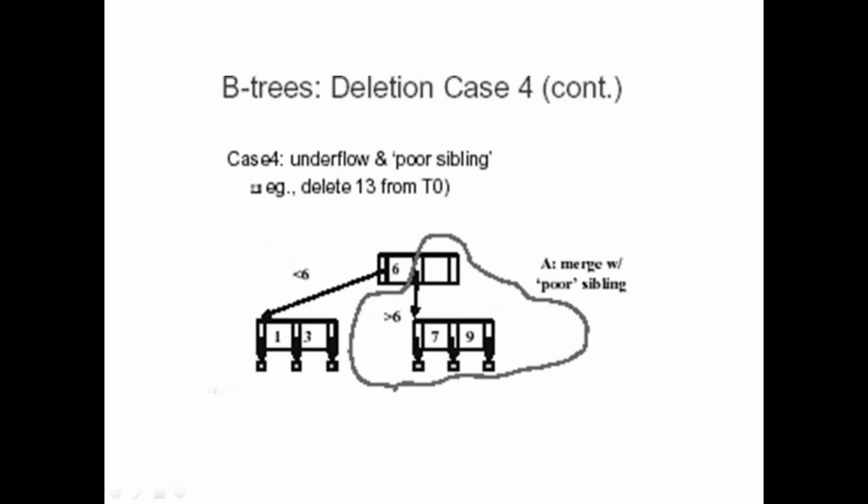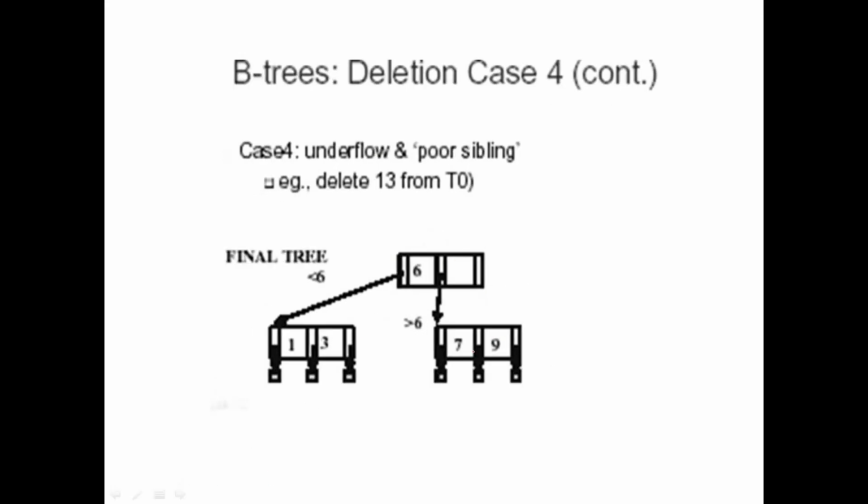So delete 13 from T0. In this way it will look when you pull down the parent. This is the final tree after deletion of 13 from the tree.